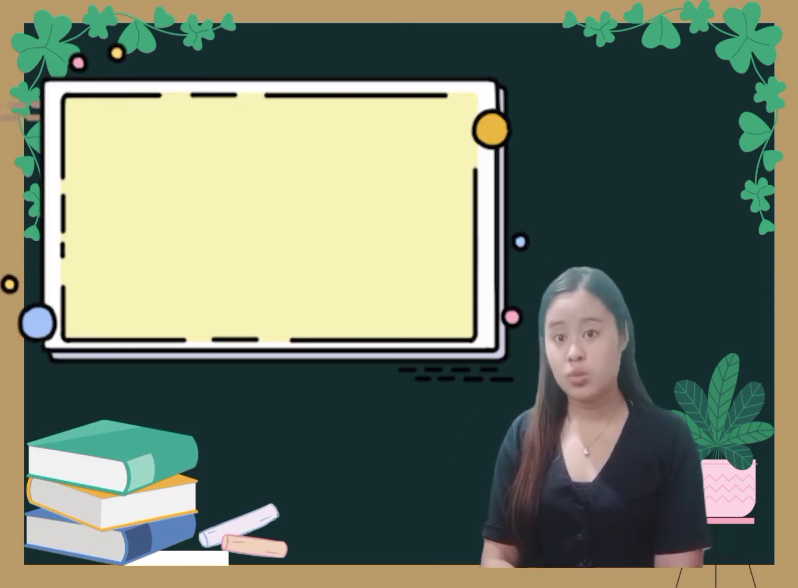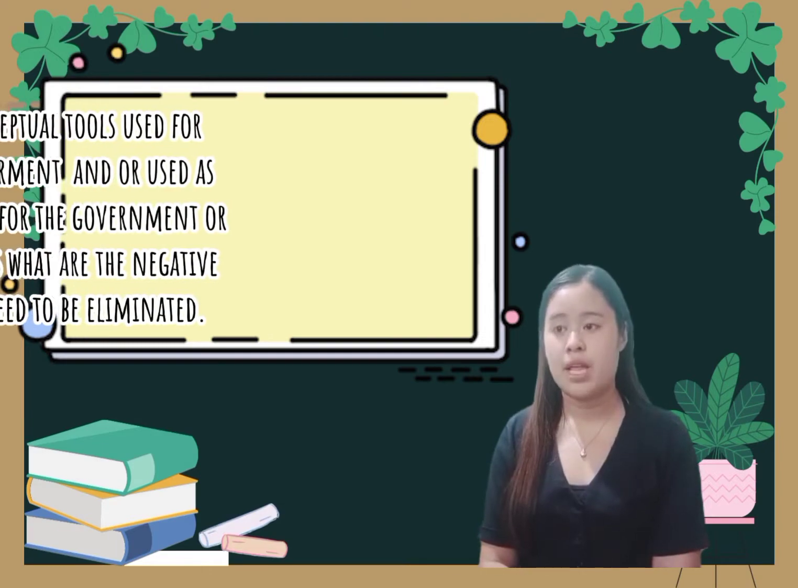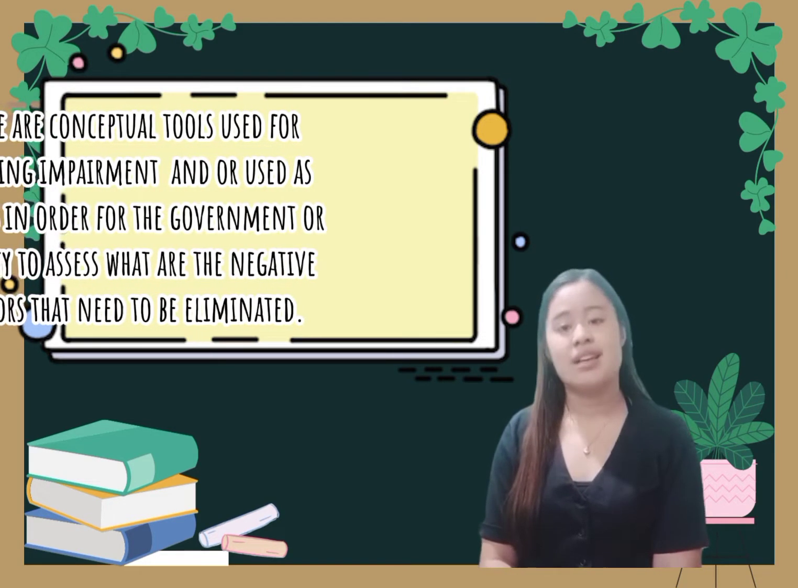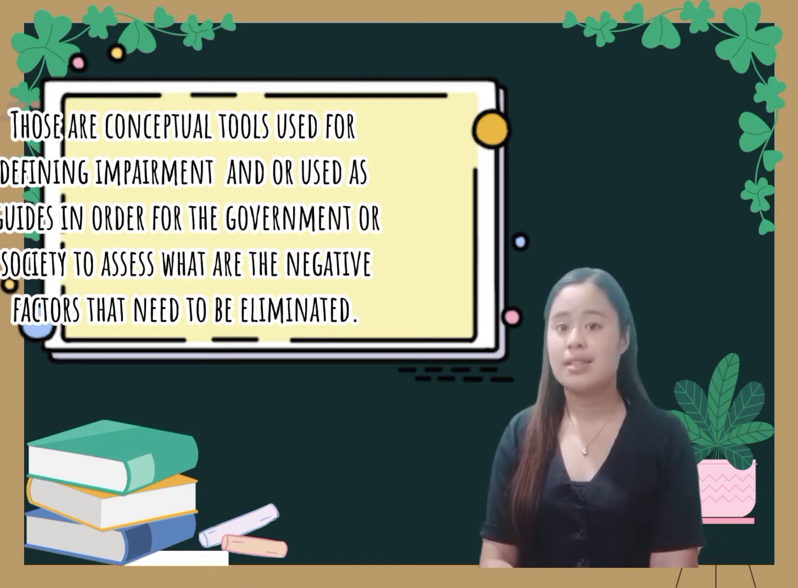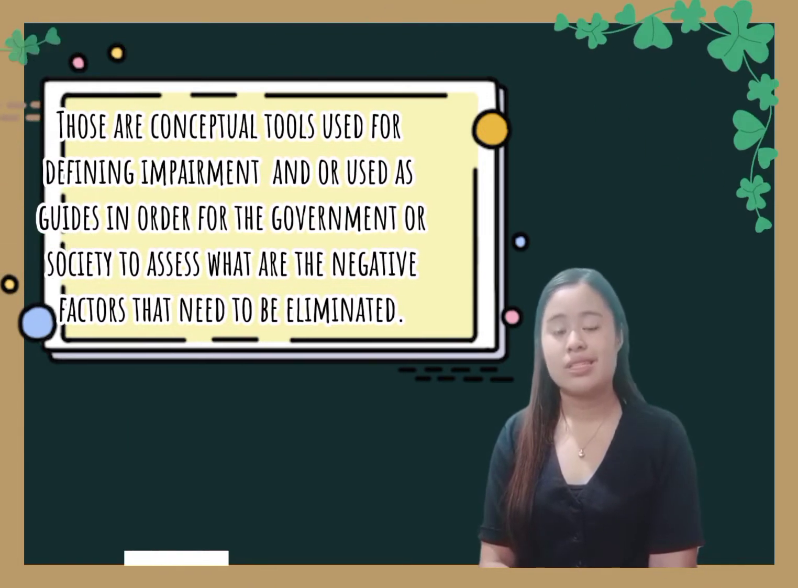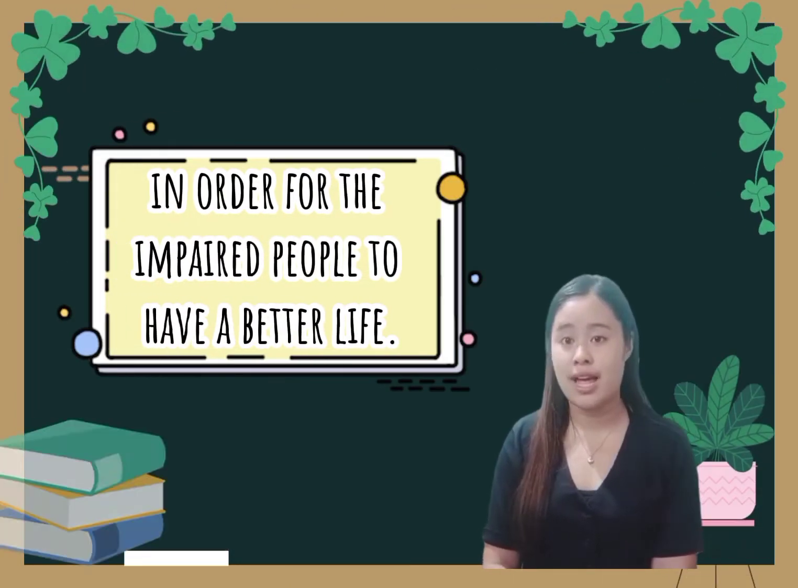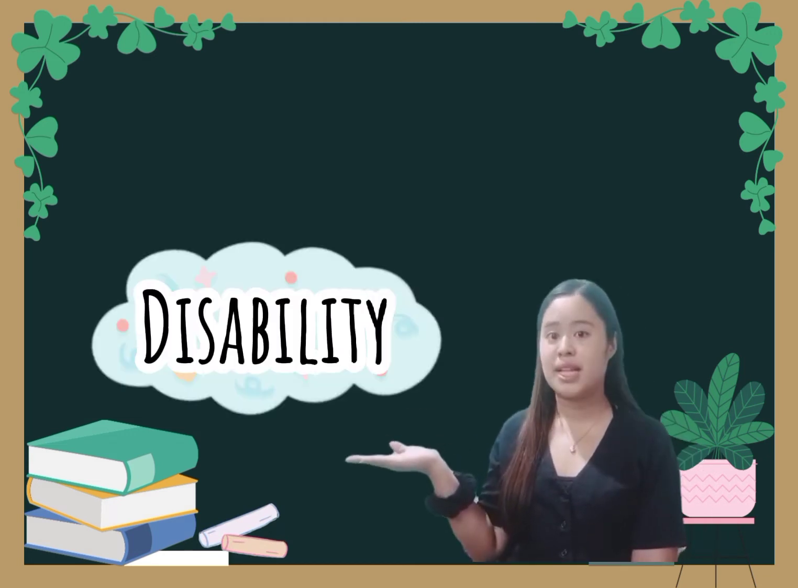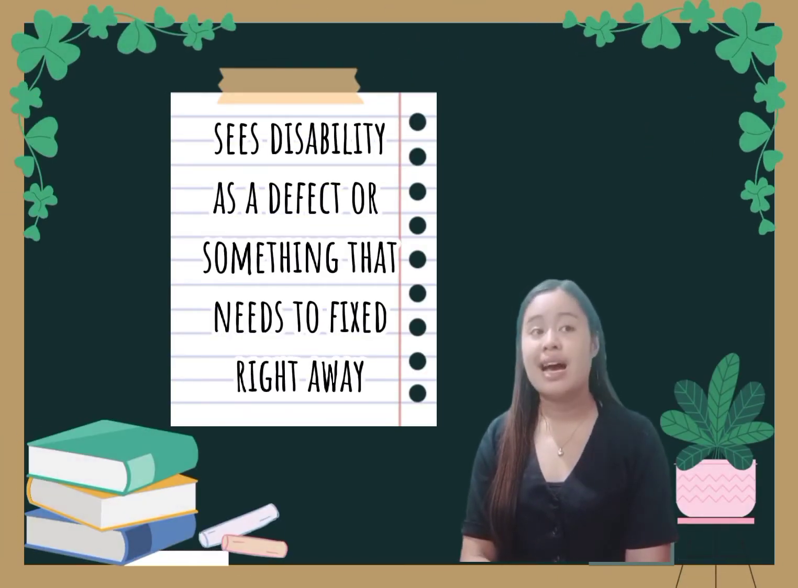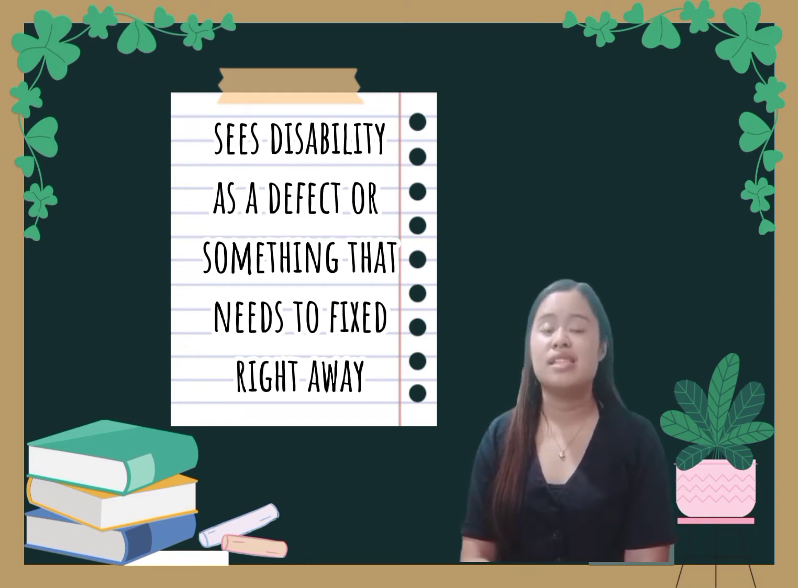Those are conceptual tools used for defining impairment and are used as guides in order for the government or the society to assess what are the negative factors that need to be eliminated in order for impaired people to have a better life. Next, we have the term disability. Similar to the medical model, the functional or rehabilitational model sees disability as a defect or something that needs to be fixed right away in order for the impaired people to function properly once more in the society.